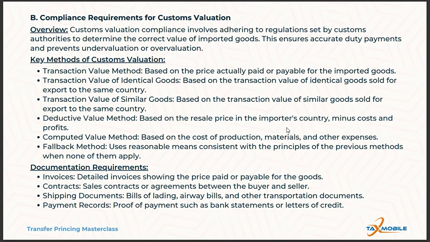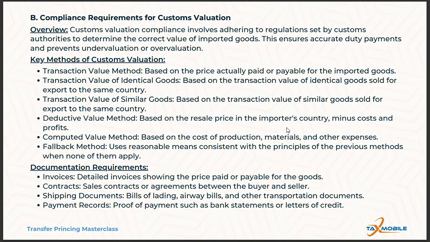We'll look at the documentation requirements now. For customs valuation, accurate documentation is essential to avoid undervaluation or overvaluation of goods. The required documentation includes invoices, detailed invoices that show the price paid or payable for the goods. These invoices must match the transaction value declared to customs. Second, we have contracts, sales contracts or agreements between the buyer and seller. These can clarify transaction terms and provide details that may not appear on the invoice, such as discounts, rebates, or commission.